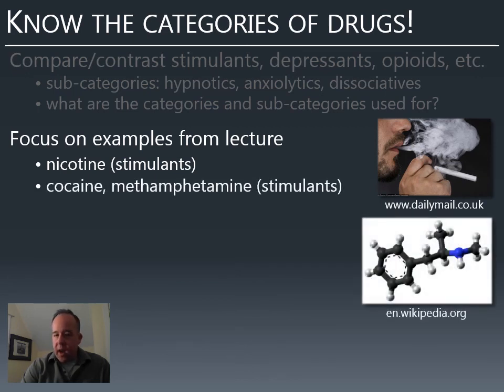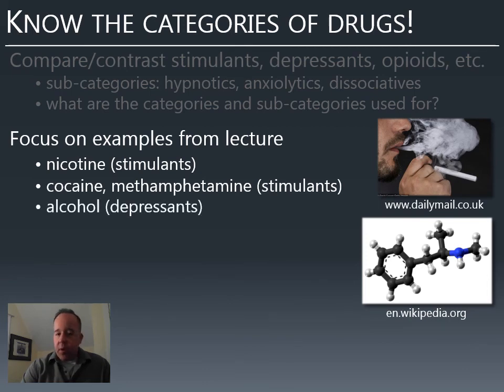Other stimulants, cocaine, methamphetamine, know what neurotransmitters they affect and how they affect those neurotransmitters. Know what the behavioral effects of these drugs are, and also the dangers. So cocaine is toxic to tissue. Methamphetamine kills dopamine neurons. So know those effects.